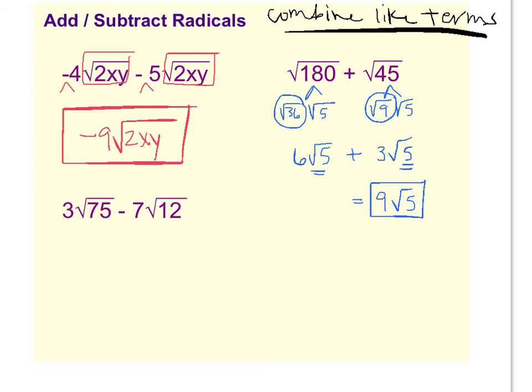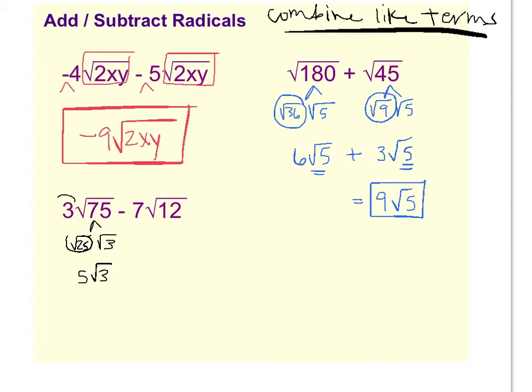We're trying to do some subtraction here. Do we have like terms? We've got a square root of 75 and a square root of 12. No, we do not have like terms. So we want to go ahead and reduce these radicals. So square root of 75, what perfect square fits in? 25 fits in 3 times. Square root of 25 is 5. Square root of 3 stays the same.